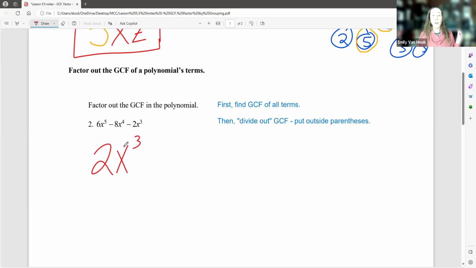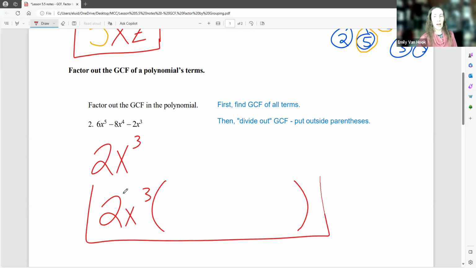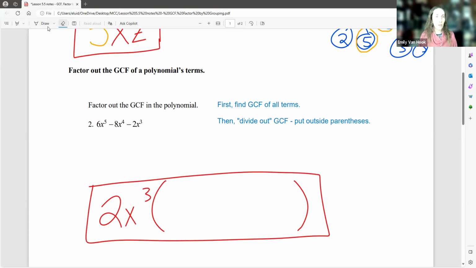Okay, so I just found the GCF, but that's not my final answer. I actually need to factor it out. So I'm going to leave some space and rewrite the GCF outside of parentheses. And now we're going to fill in our parentheses by dividing each of those terms by 2x to the third. So I'm going to show that by making these little fractions. Each of the terms is now going to get divided by 2x to the third. Okay, I'm writing a little bit big, but hopefully you can see okay.